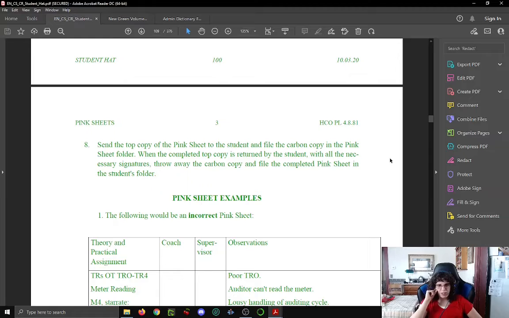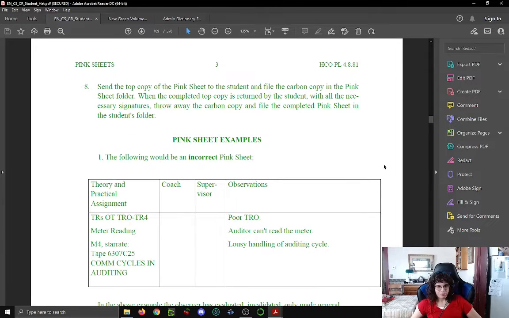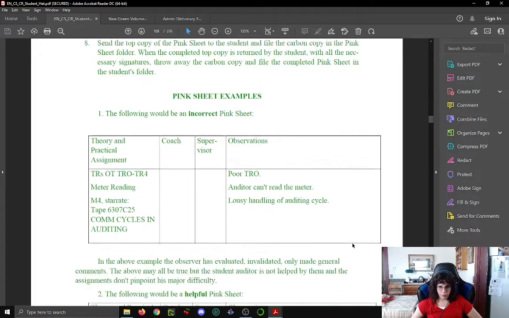Examples of pink sheets. The following will be an incorrect one. Under Theory and Practical Assignment, we've got TRs, OT, TR0, TR4, Meter reading, Method 4, star rate, a certain tape called comm cycles and auditing. The observations: poor TR0, auditor can't read the meter, lousy handling of auditing cycle.